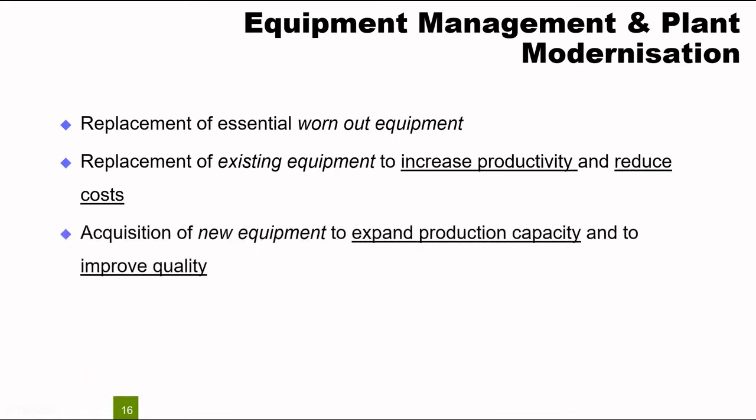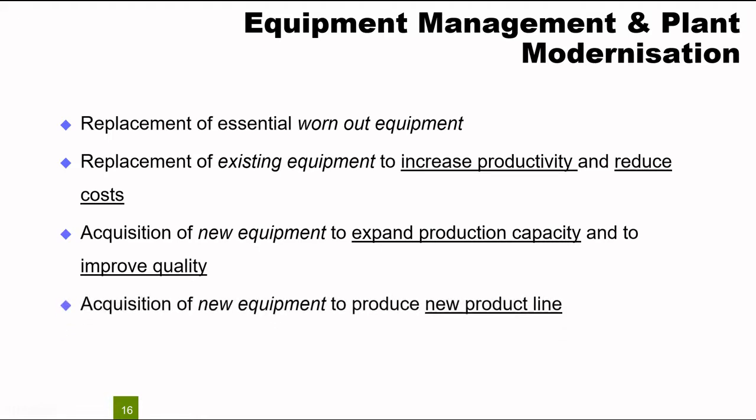Acquisition of new equipment to expand production capacity and to improve quality is what we forget, and also acquisition of new equipment to produce a new product line. If you have new equipment which has a lot more features added to it, you may be able to produce new products. It can be attached gathers or ruffles or drawstrings, or t-shirts in which certain parts are knitted and you could attach woven parts to it. There are millions of possibilities. So when you acquire new equipment, you could produce new product lines in addition to the existing ones.